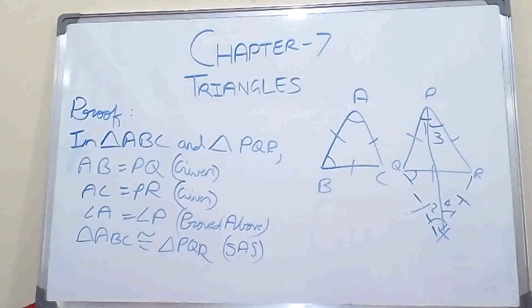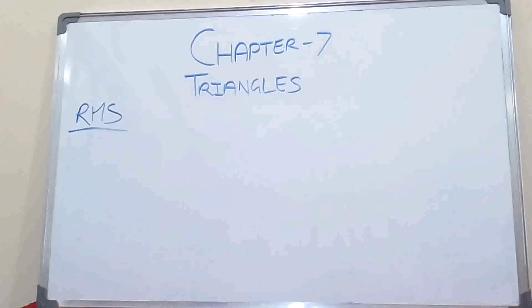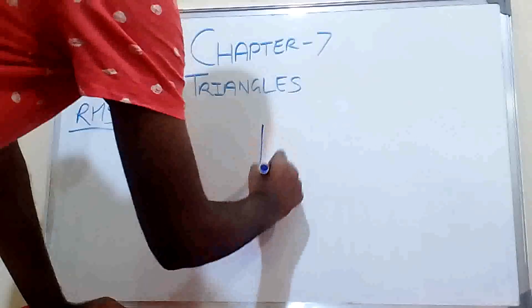Now next we'll go to RHS, which is our last congruency. So previously the first criterion of congruency we saw was SAS. In SAS we had two sides and the angle included between them should be equal to that of the other triangle. That's what we had seen. But in RHS it's quite different. We have two sides, but the angle is not included. So we have two triangles here, two right angle triangles.